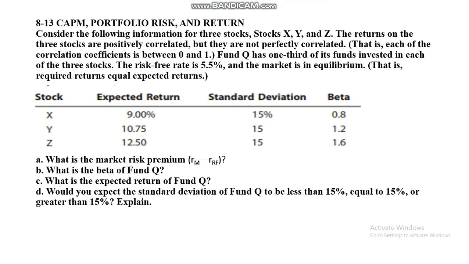This is problem 13, page 263. In this problem, we have three stocks, X, Y, and Z, of expected return, standard deviation, beta, as shown in this table. The risk-free rate is 5.5%. The first question is, what is the market risk premium, RM minus RF?